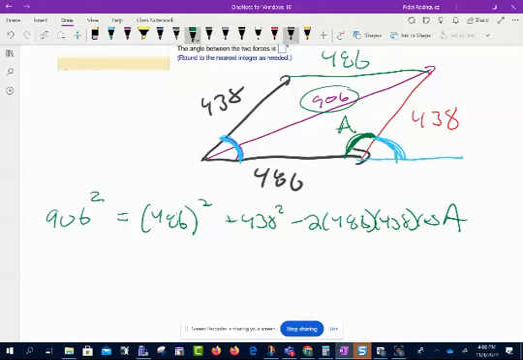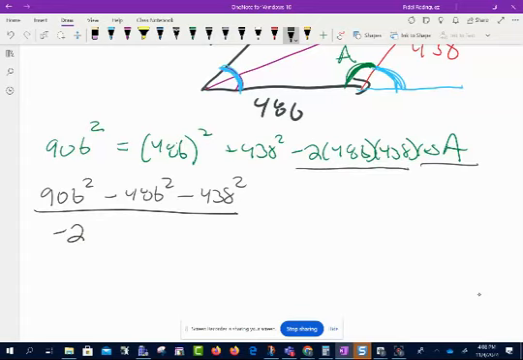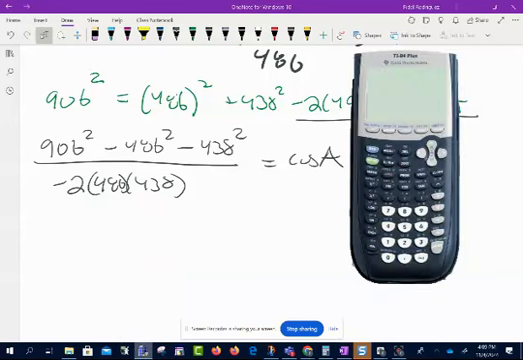Okay. So, y'all, if we wanted to solve this for the cosine of angle A, we could say, look, we're going to take 906 squared, we're going to subtract 486 squared, we're going to subtract 438 squared, and we're going to divide that by negative 2 times 486 times 438, and that would be equal to the cosine of my angle. And then if we wanted to find the angle itself, y'all, we could take the cosine inverse, right? So let's do this on our calculator.